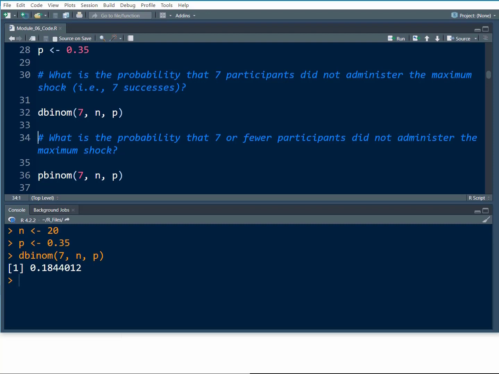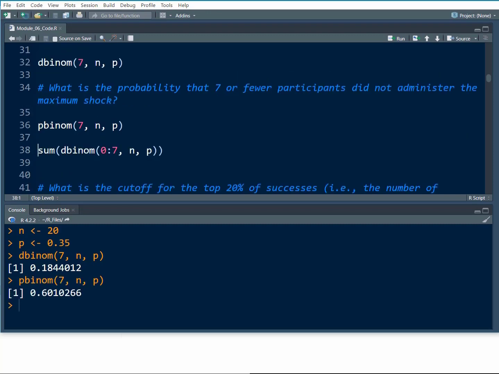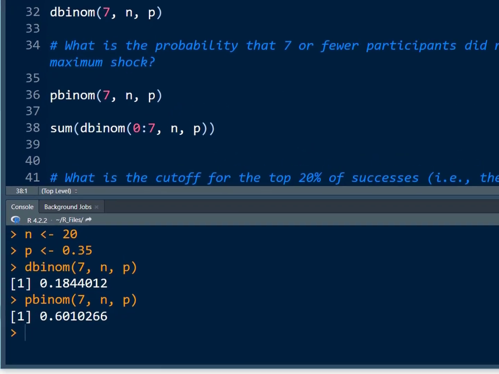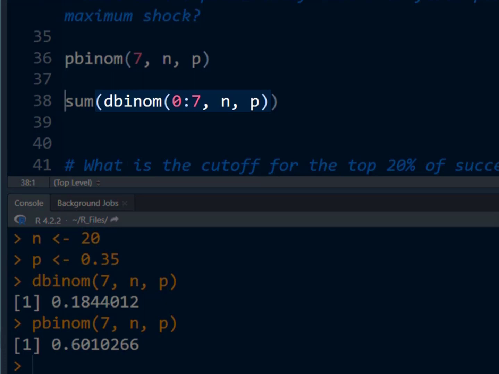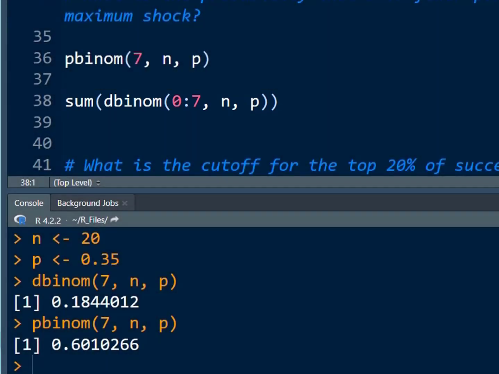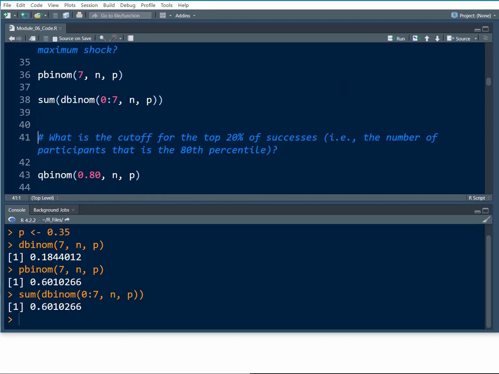What is the probability that 7 or fewer participants did not administer the maximum shock? Here we can use the pbinom command, where x equals 7. The probability of 7 or fewer is 0.6010. Now we could also find this probability by computing dbinom using the data array from 0 to 7, and then summing the results. Here we are finding the probability of each value of x from 0 to 7, and then just adding those values together.